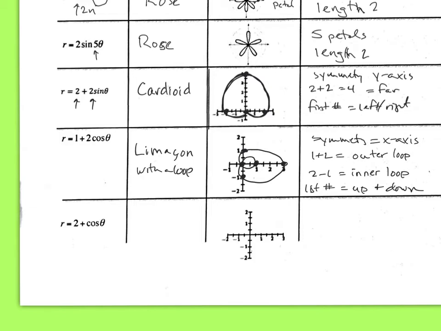So it looks like a cardioid. I'm not so good at drawing this very circular. It looks like a cardioid, but it has a little loop in it. And we call that a limaçon.